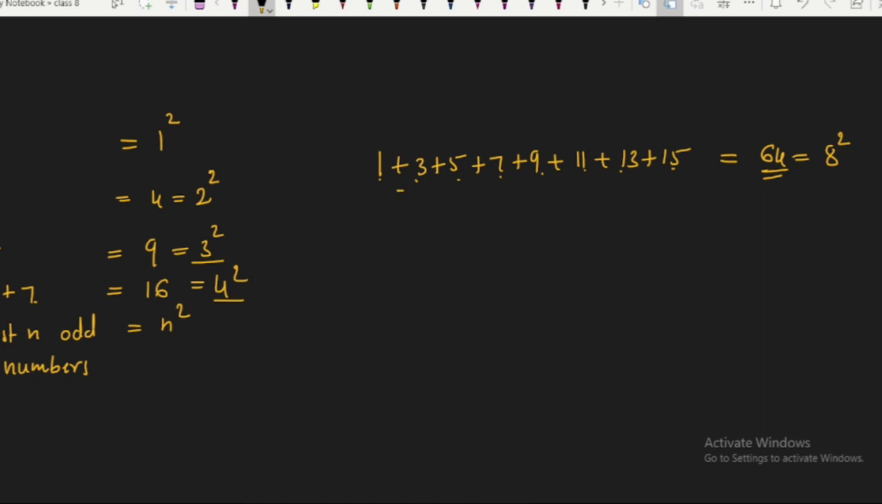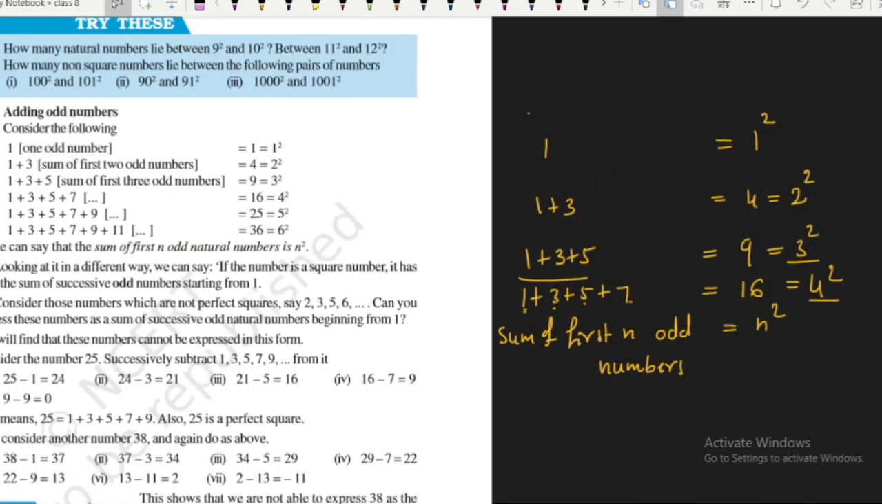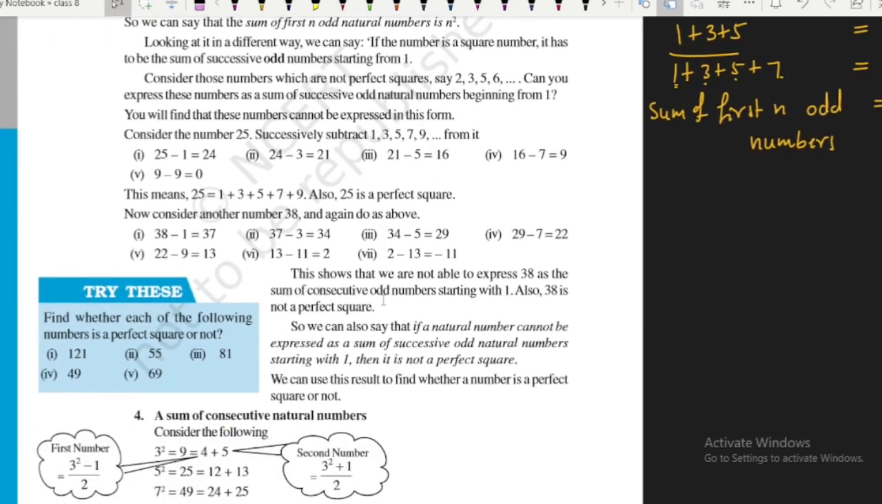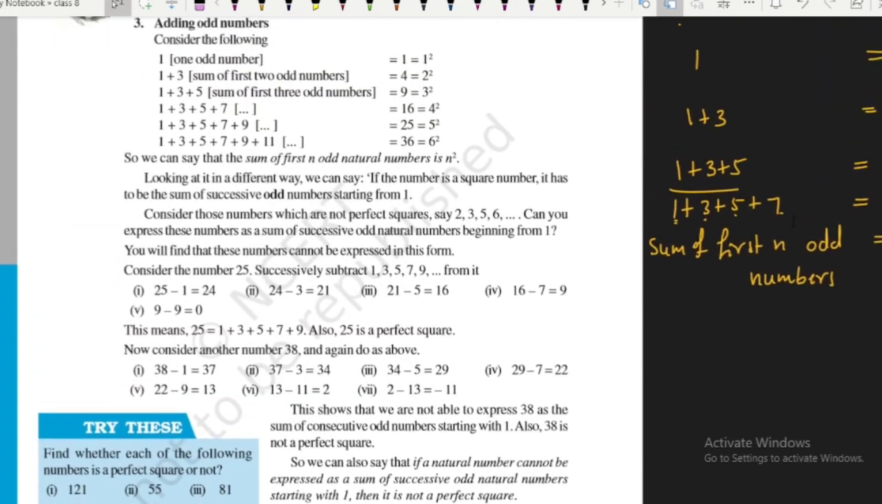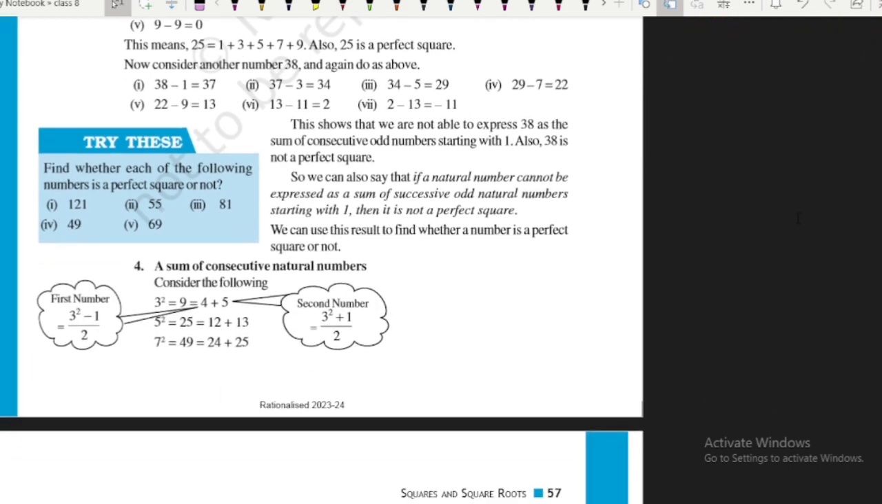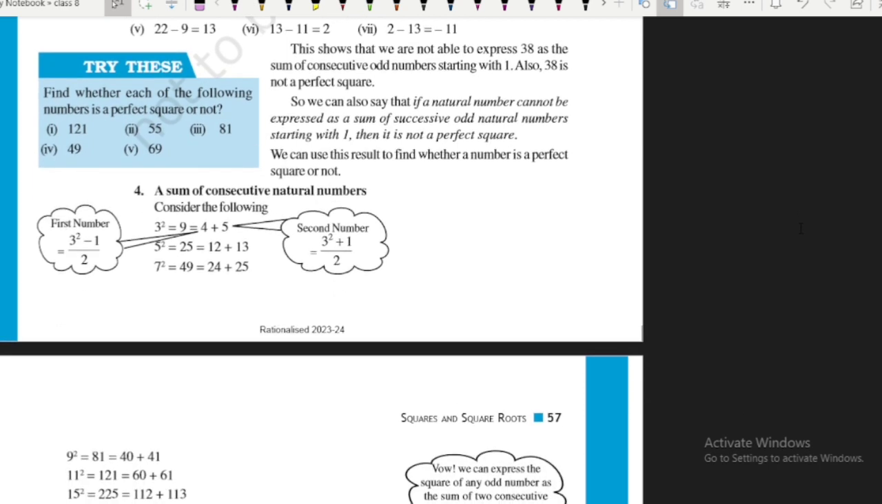So for the sum of first n odd numbers, just count how many numbers are there, and the answer is its square, 8 square, that is 64. So the sum of first n odd numbers is n square. How many numbers are there, and its square. Okay, next. And in a converse way also you can check, that is, any perfect square number you can write as the sum of first n odd numbers starting with 1.